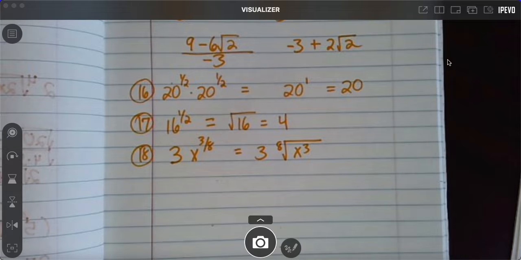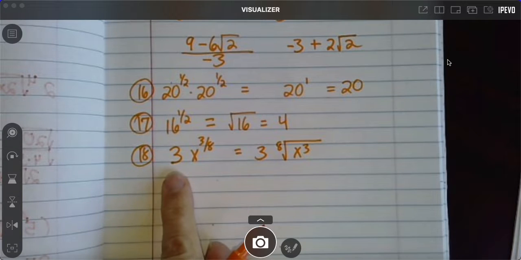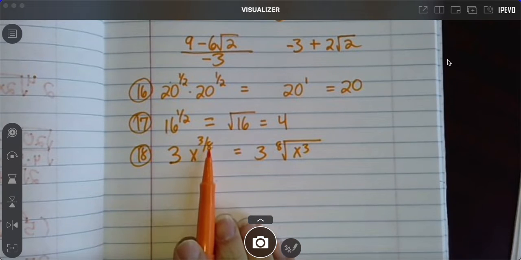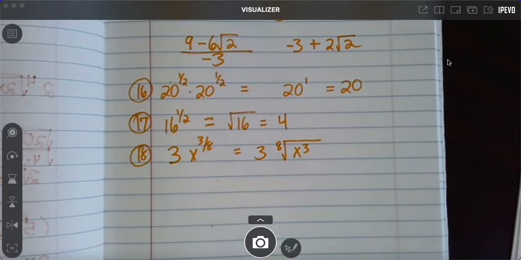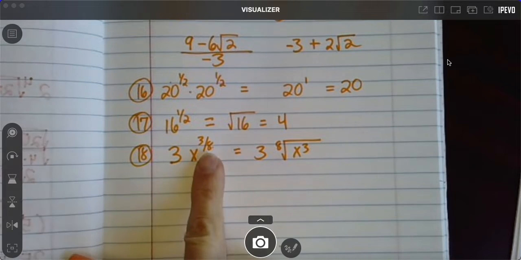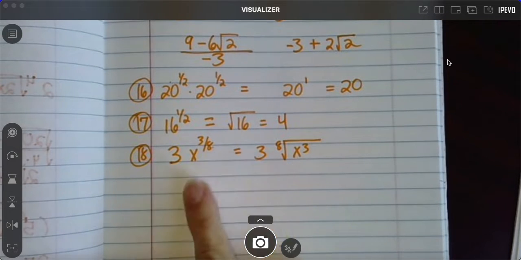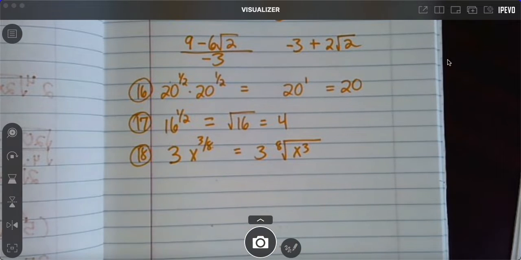It's A. Your 3 is out here. It's not raised to an exponent. And the bottom number is always your root. Think of plants. Where do they grow? Into the ground underneath, right? So the bottom number is the root. That's the 8th root. And then just bring down x to the 3rd. Maybe that'll help you remember.